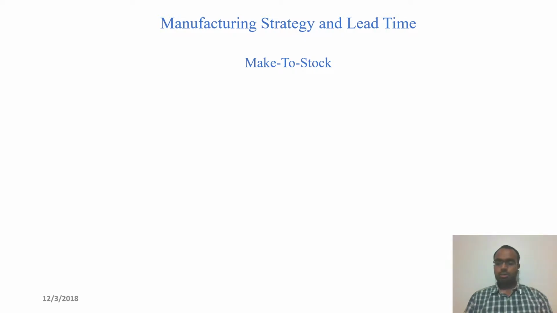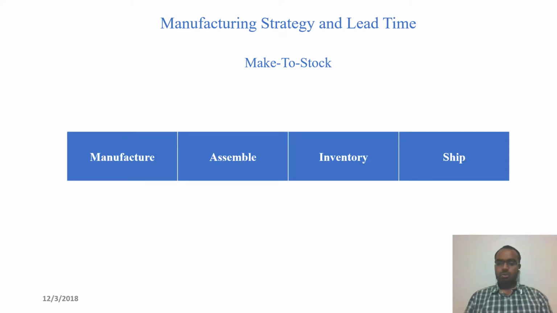Now we are going to see the four different types of manufacturing strategy adopted by companies in the supply chain. The first one is make-to-stock strategy. The make-to-stock strategy consists of four different types of stages. They are manufacture, assemble, inventory, and ship. In the manufacture stage, the raw materials are converted into subcomponents. In the assemble stage, the subcomponents are assembled in order to form a final product. In inventory stage, the final products are stored in the warehouse, and in the ship stage, the products are sent from the inventory to the customer.